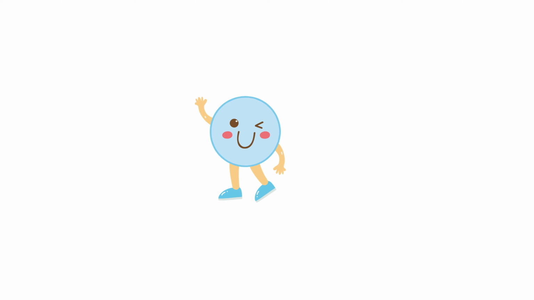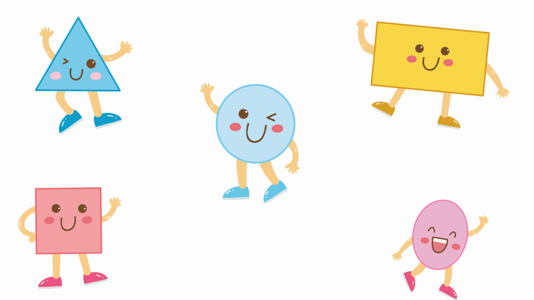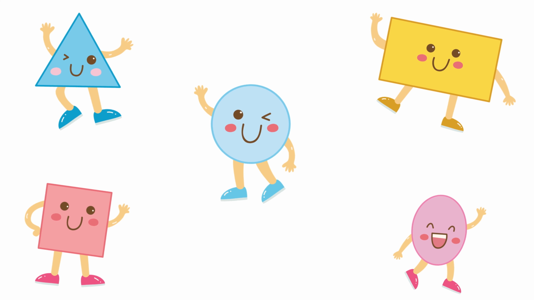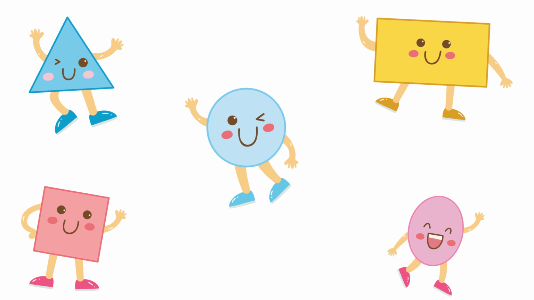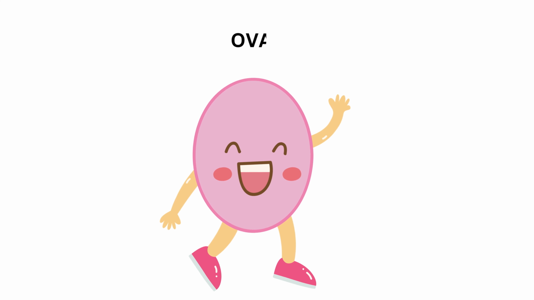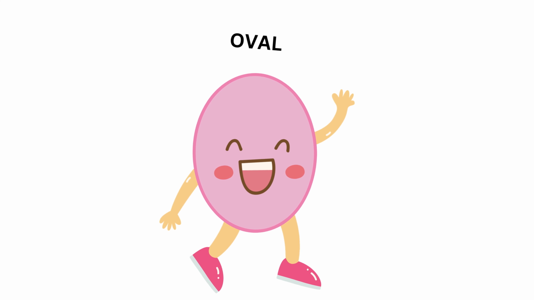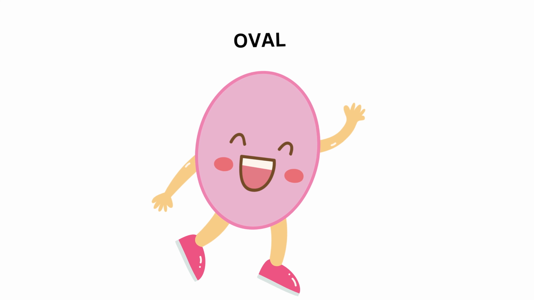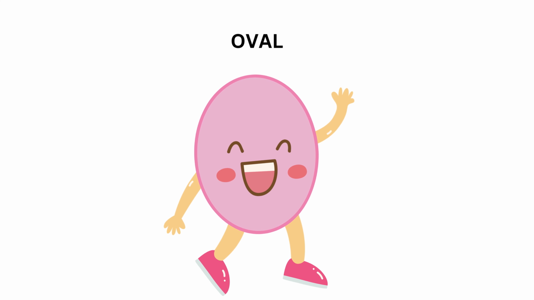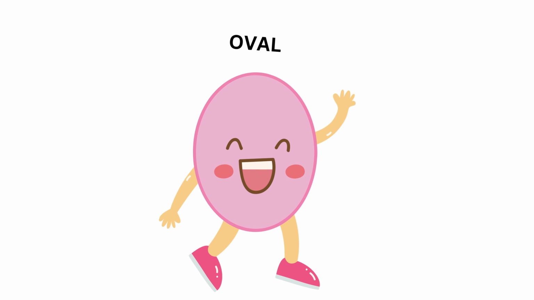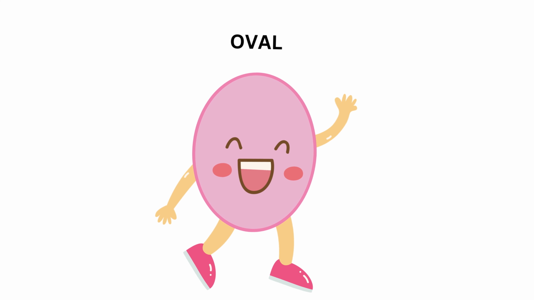Triangle, rectangle, circle, oval, square. I'm an oval, round and long, round and long. I'm an oval, round and long, like a circle that's very long indeed.